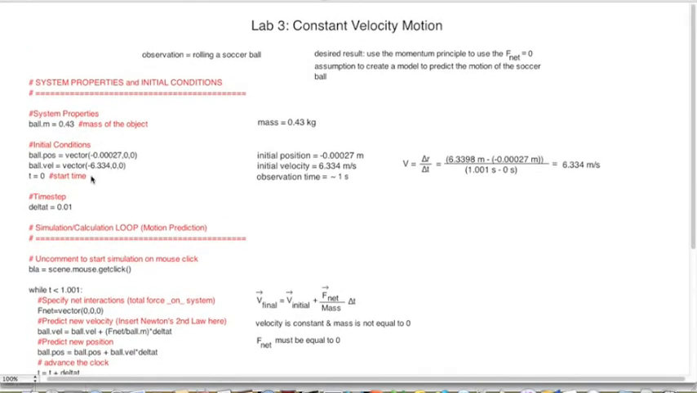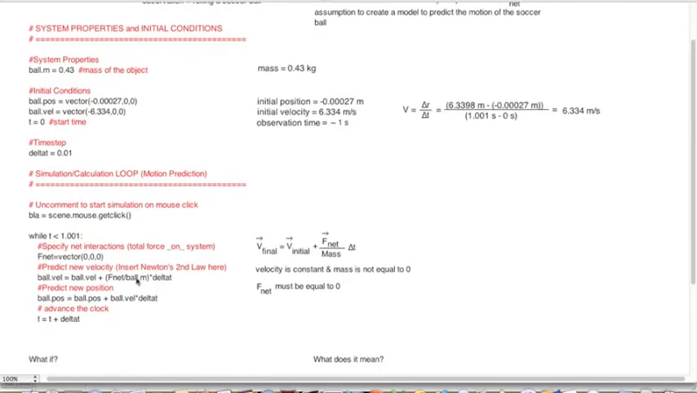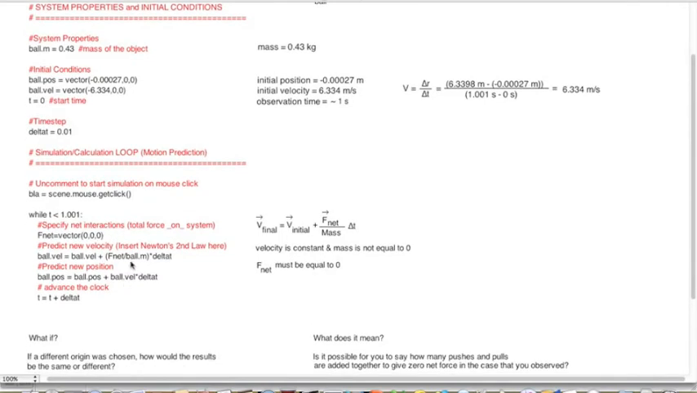And here are my initial conditions. I have the mass of the ball, the initial position, the velocity, and the start time. My time step is going to be 0.01, so it's relatively small compared to the actual video time, which is going to be about 1 second. Here is my force vector. It's 0, 0, 0 in all directions, and here I have the equation to predict the new velocity, which is drawn out right here. I also have an equation to predict the ball's position, which is the initial position plus the ball's velocity times the change in t.